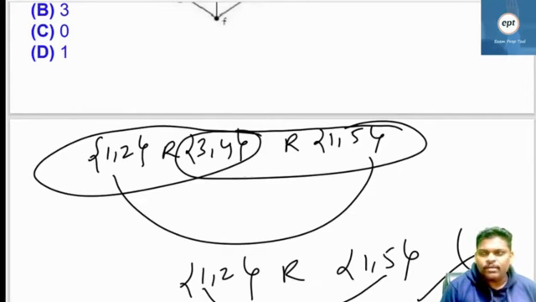Reflexivity cannot be satisfied, but symmetry will be satisfied. Transitivity will not be satisfied. Are you getting it? A related to B, B related to C, then A related to C, sometimes may not hold. {1,2},{3,4} is a relation. {3,4},{1,5} is a relation. But {1,2},{1,5} is not a relation because 1 is common. It is not phi.